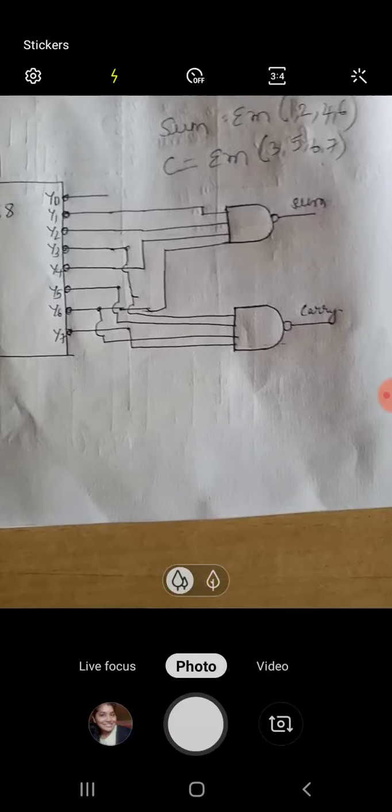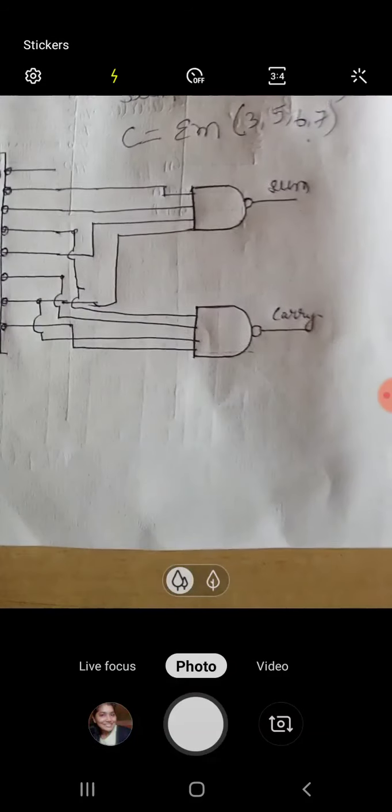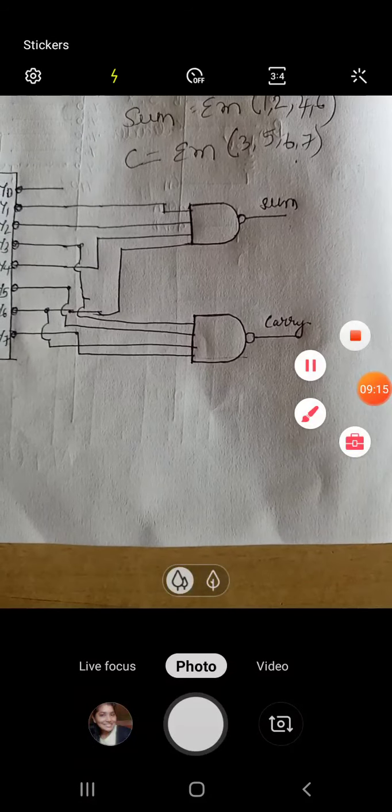So here we come to an end of decoders. In the next session we are going to deal with the next topic.